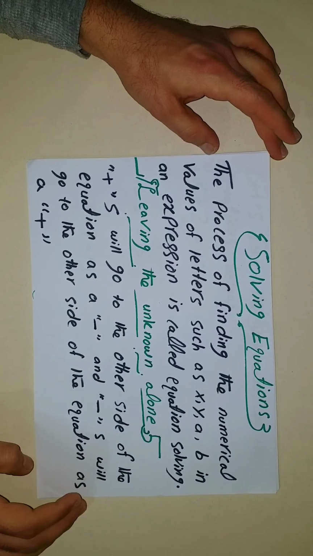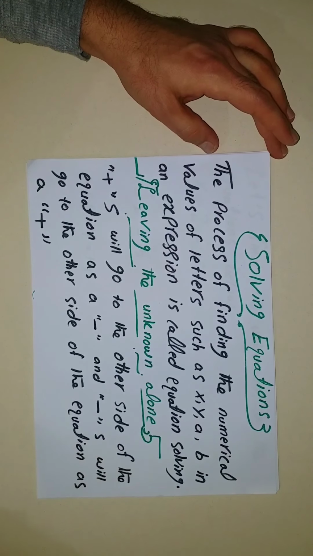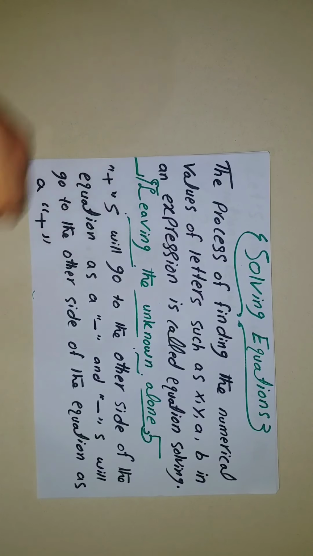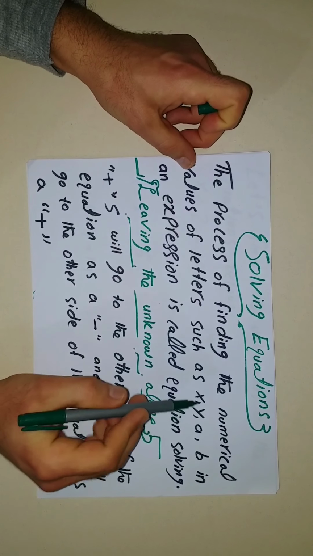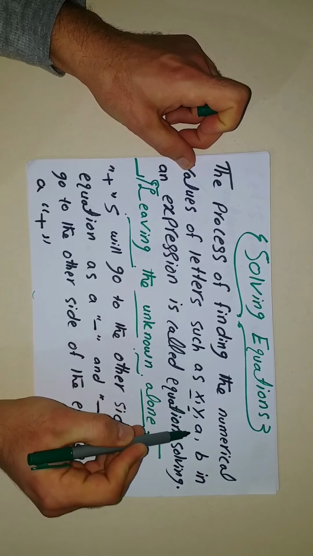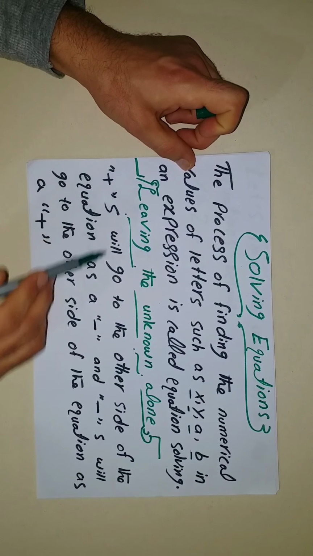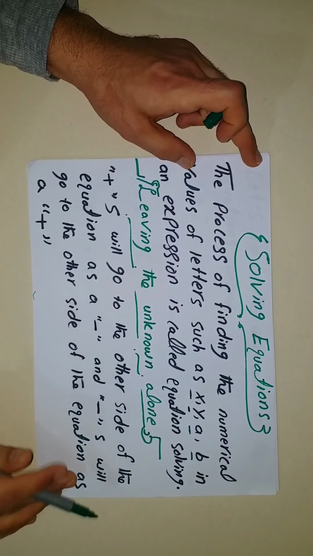Solving equations. The process of finding the numerical values of letters such as x, y, a, b in an expression is called equation solving. Leaving the unknown alone, these x, y, a are called unknowns. Pluses will go to the other side of the equation as a minus, and minuses will go to the other side of the equation as a plus.